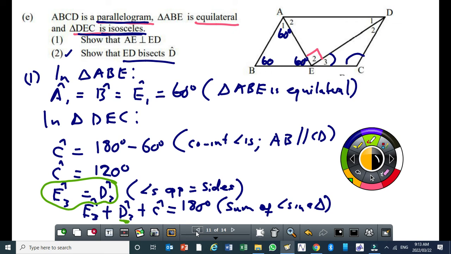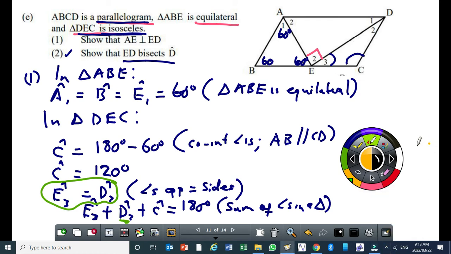I'm going to decide to calculate angle C first, and then use sum of angles in a triangle to determine D2. Please be aware that this is geometry. You might see something that I'm not seeing. It's very much possible. Okay? As long as it is geometrically correct, you can go ahead.